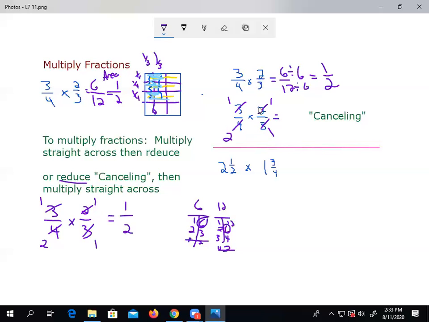And then we multiply straight across. 1 times 1 is 1, and 2 times 1 is 2. And there's that 1/2 again. So there's 2 methods of doing that.